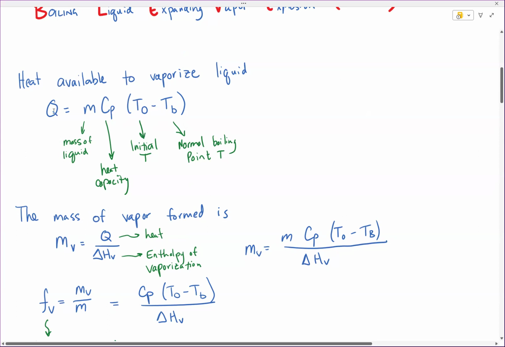I can take that heat available and divide it by the enthalpy of vaporization. This is the amount of energy that is needed to vaporize 1 mole or 1 kilogram of substance. You have to be careful to match units here. So if we use mass there, we want mass here. So this is going to be the specific enthalpy of vaporization, so energy per mass. I can plug in my expression for Q. So take this expression and put it here, and I will get the following expression for mV. This is the amount of the original liquid that will vaporize.